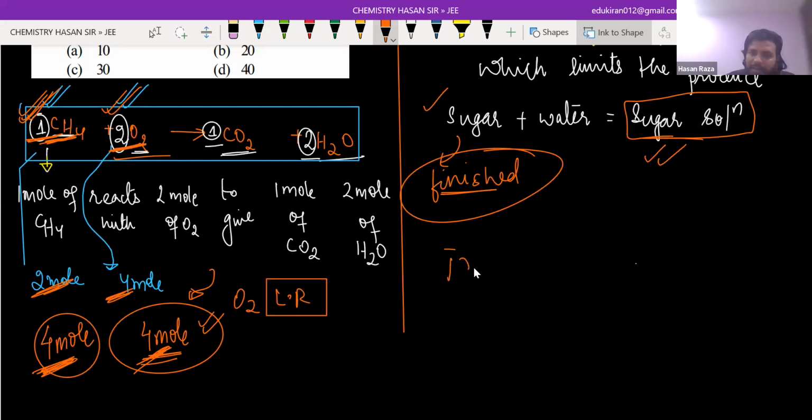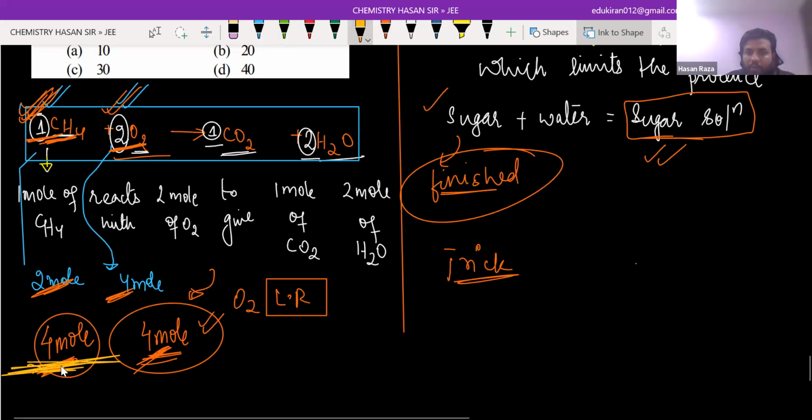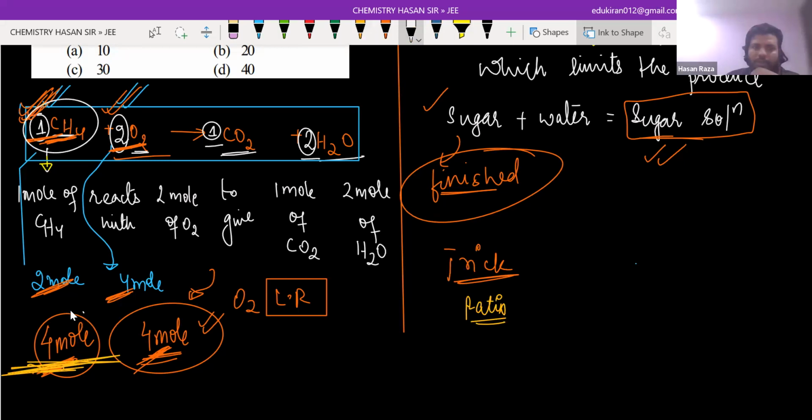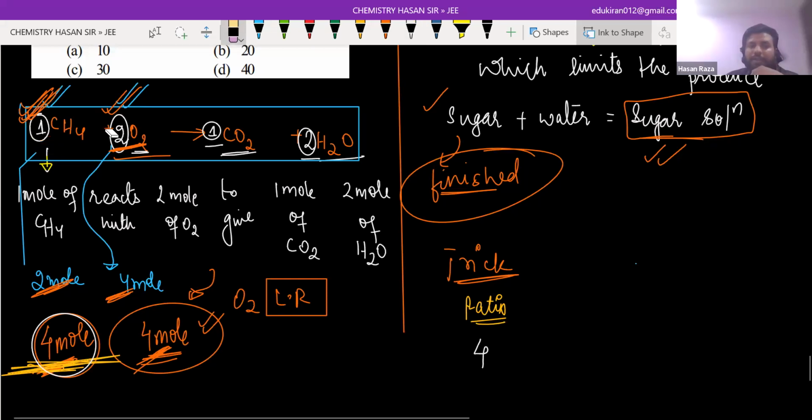Another way, that is a trick. This is your balanced chemical equation, which is very important, and this is the given question. What you need to do is calculate the ratio. How are you going to calculate it? This is your CH4. The number of moles of CH4 given in the question is 4, and the number of moles in the balanced chemical equation is 1. Yes or no?